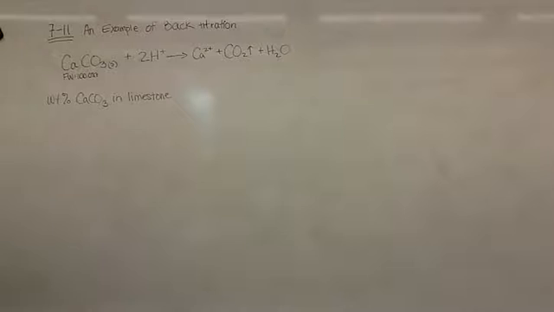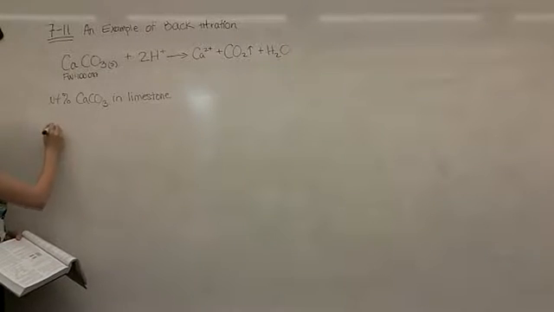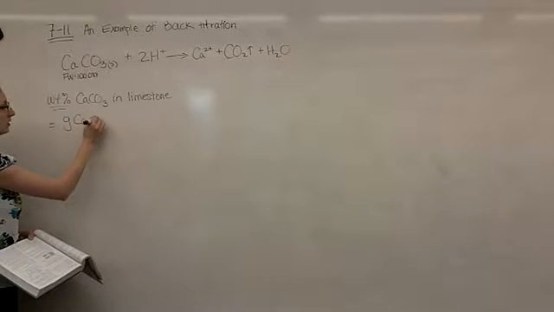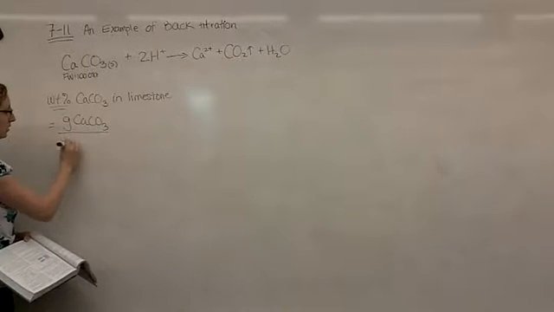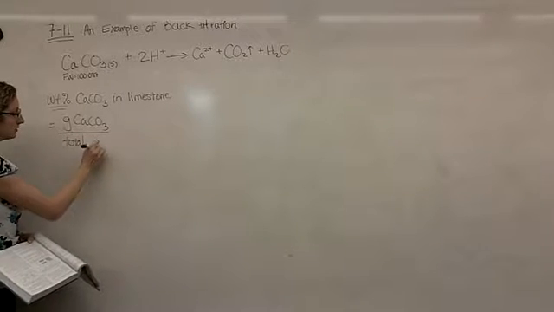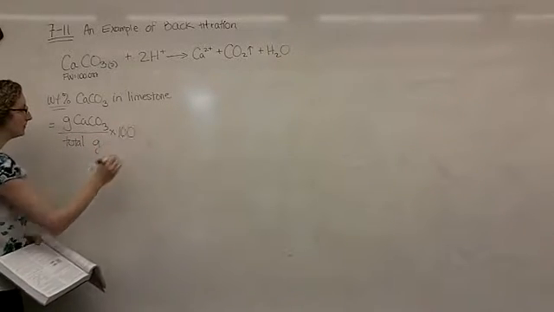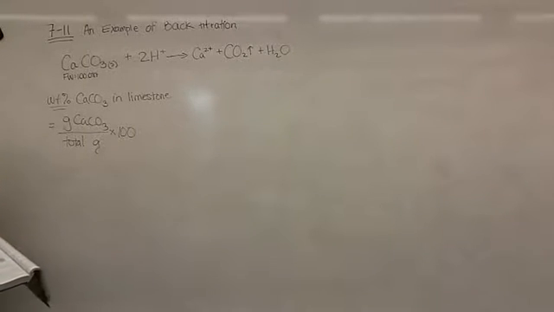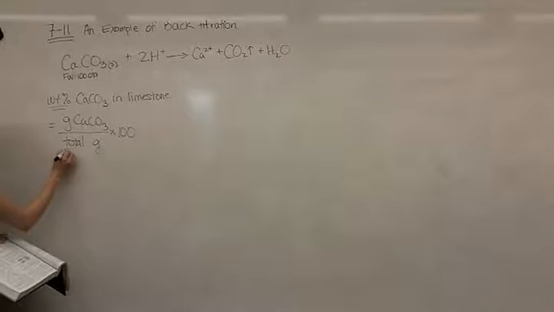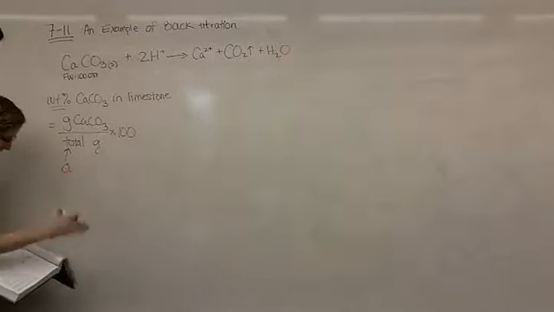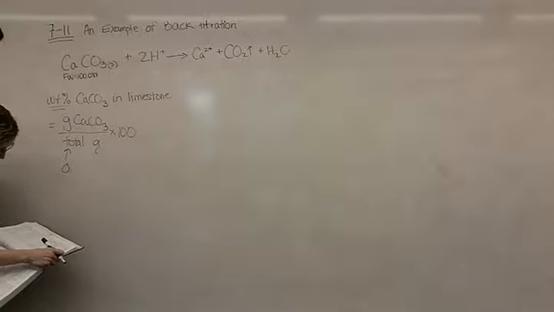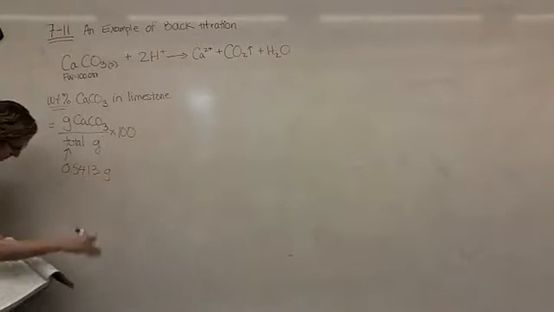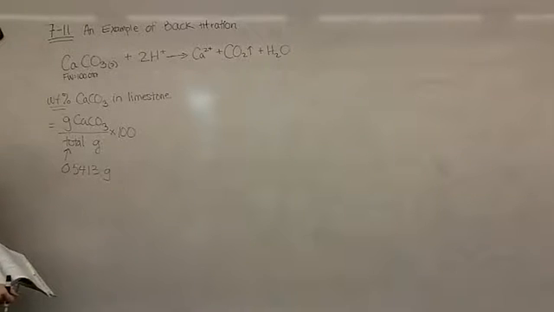With this being the case, to find weight percent, we need grams of calcium carbonate over our total grams, times 100. We are given the total grams in the problem, and it's 0.5413 grams, and that's our total.